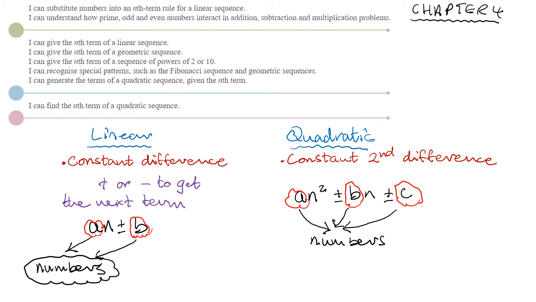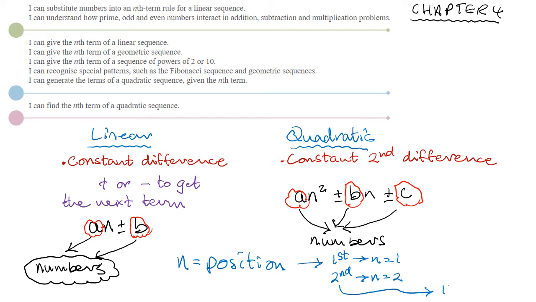And in both of them you see the letter n. n basically stands for the position. So if I want to find the first number, I'll make n equal to 1. If I want to find the second number, I'll make n equal to 2, and so on. And these positions, the proper name for them is term. So we might want to find the first term, the second term, the third term. Okay, and what we need to be able to do is to substitute into the rule for a linear or quadratic sequence and actually work out what these rules are.